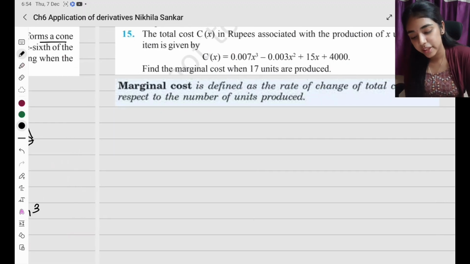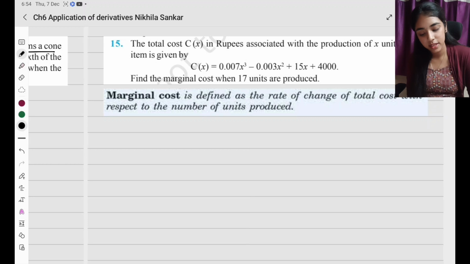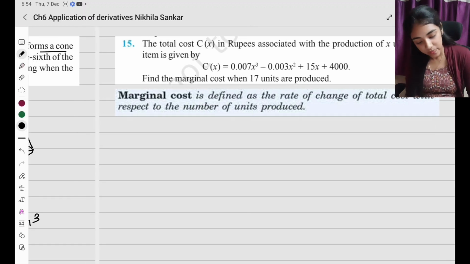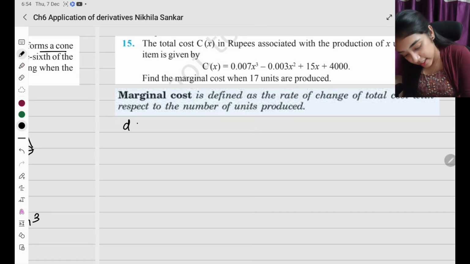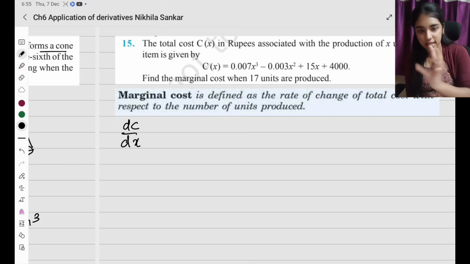This is very similar to the example. So the total cost is given. They are asking for the rate of change of marginal cost when 17 units are produced. So what does this mean? Marginal cost is the rate of change of cost with respect to number of units produced. So X is the number of units produced and C is the total cost. For so many units, so much cost. That is the rate of change.